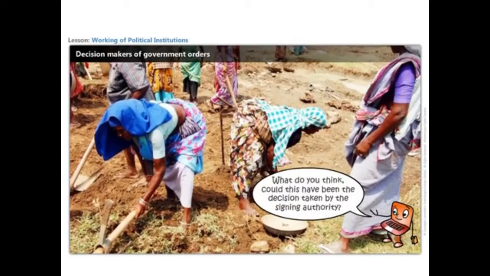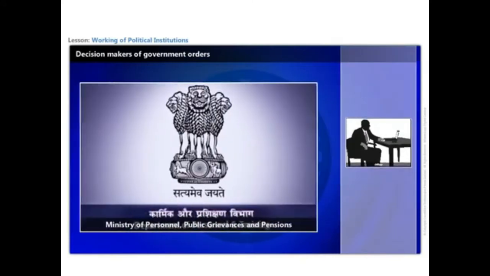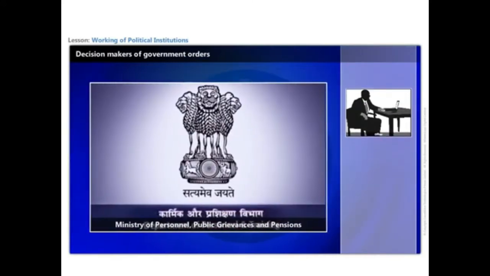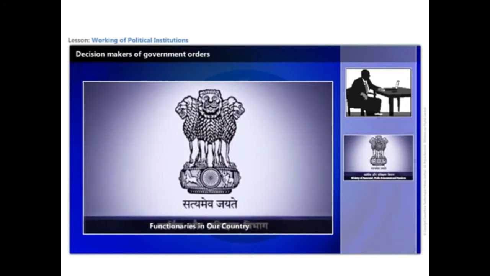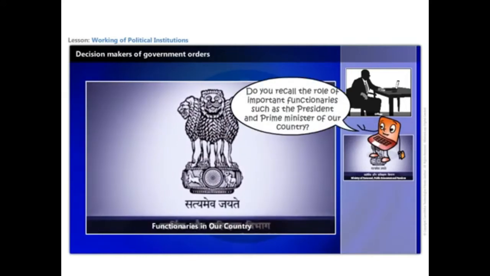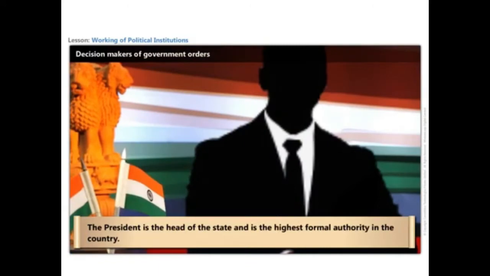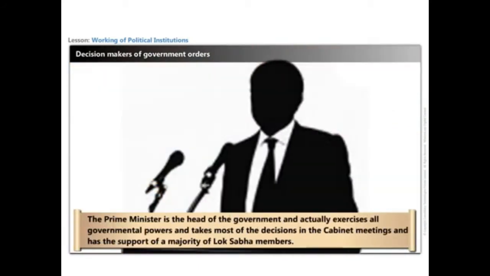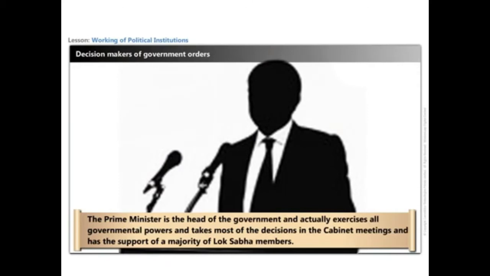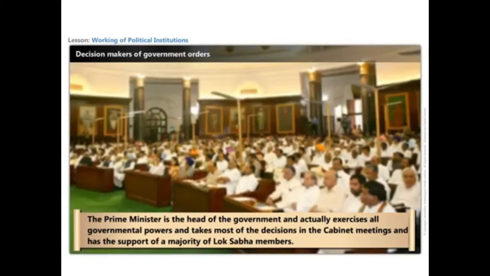What do you think? Could this have been the decision taken by the signing authority? No, that officer was merely implementing the instructions given by the Minister of Personnel, Public Grievances and Pensions, of which the department was a part. Such a major decision was taken by the important functionaries in our country. Do you recall the role of important functionaries such as the President and Prime Minister of our country? The President is the head of the state and is the highest formal authority in the country. Similarly, the Prime Minister is the head of the government and actually exercises all governmental powers and takes most of the decisions in the cabinet meetings and has the support of a majority of Lok Sabha members.